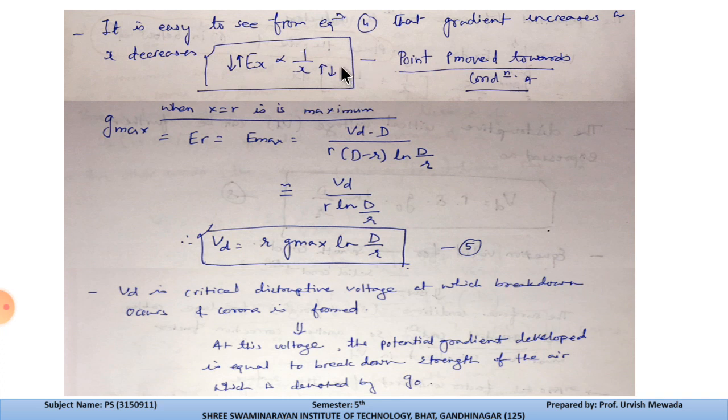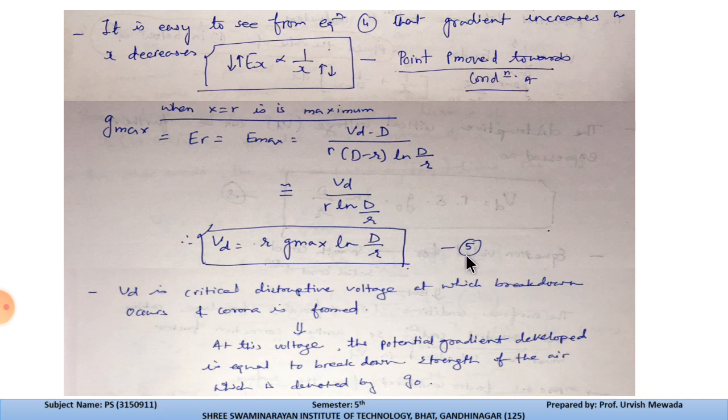From this equation we can say x is equal to r, where the gradient is maximum, so we can write the gradient equation. G max is E x replaced with E max, so Vd into d divided by r into d minus r ln d by r. X is replaced with r, so here Vd by ln d by r. Taking Vd as the subject, this whole term is multiplied with g, so r into g max ln d by r.